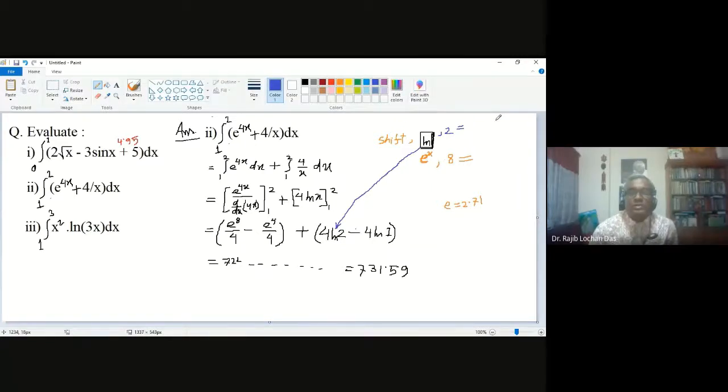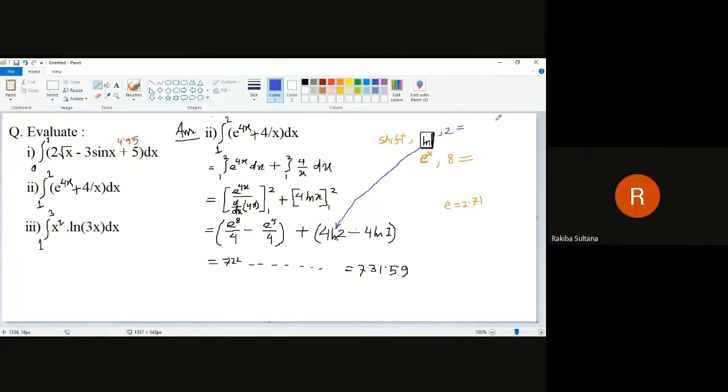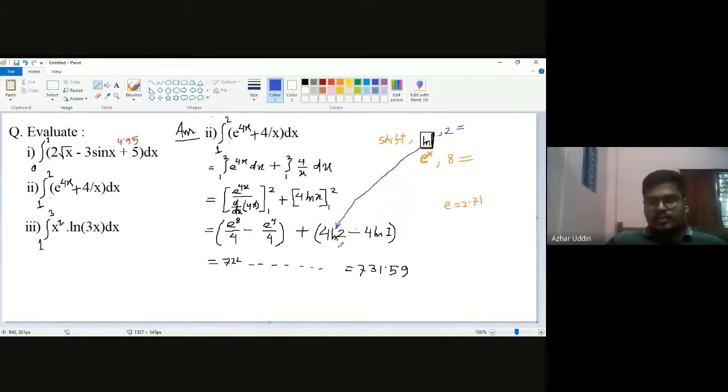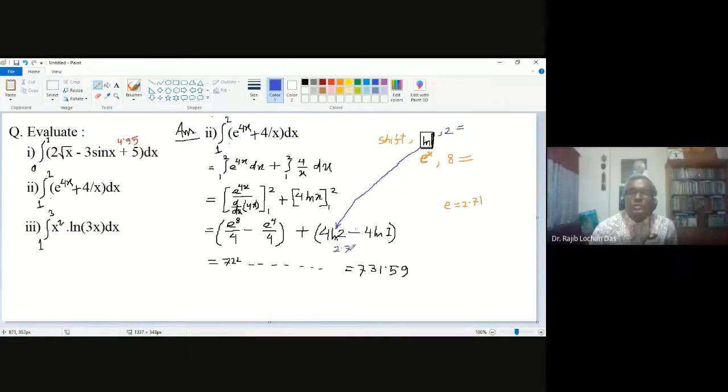মানে সব পুরা আনসারটা অন্যরকম ডিফারেন্ট আসতেছে তোমার? So 4 ln 2 minus 4 ln 1 is total answer 2.77. Okay, possible. Yes, sir, no, ln 1 is equal to 0, so 2.77. Okay, good. So 2.77 you are getting here, and something you are getting here. So totally, finally, it is coming 731.59. Okay, then fine, it is okay.